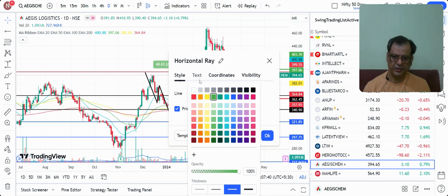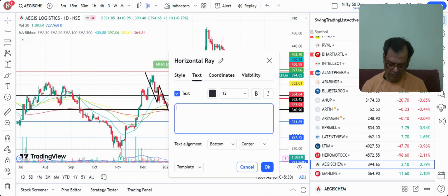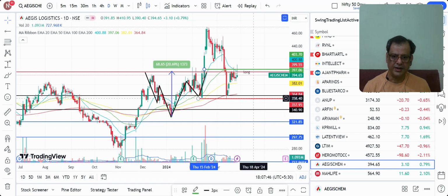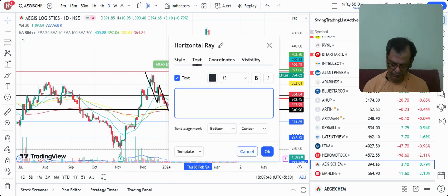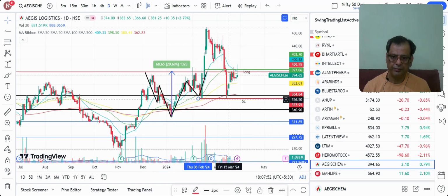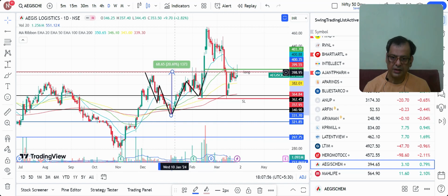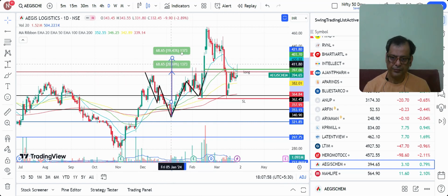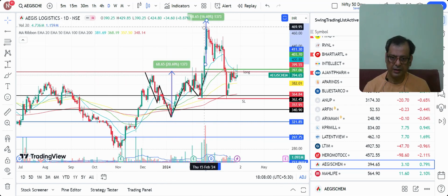Green is your entry. You can enter something like long. This is your SL below the right shoulder, and your take profit, as I already showed you, is from the neckline, from your long entry to this, and you have already achieved your take profit here.